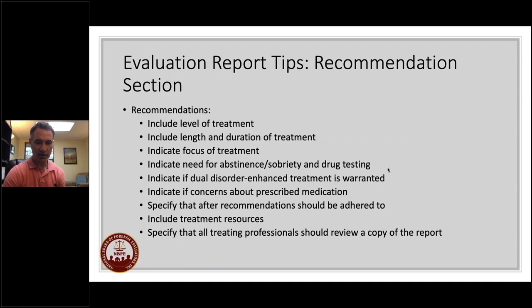So when you write a recommendation, include this kind of information. What kind of level of treatment do they need? What should be the length and duration? What should be the focus of that treatment? What's their need for abstinence or sobriety and drug testing? Do they have co-occurring mental disorders that need to be addressed? Are there any concerns about current medication that could be making the problem worse that might need to be evaluated or looked into? And aftercare recommendations.